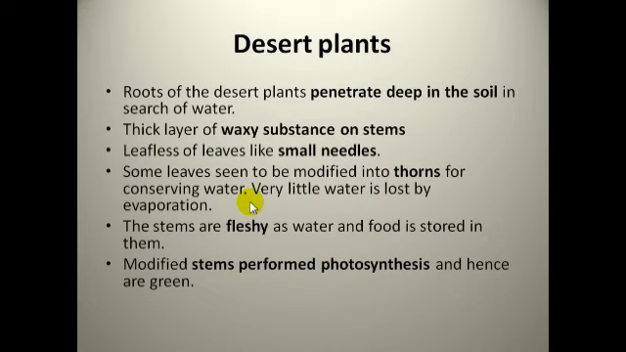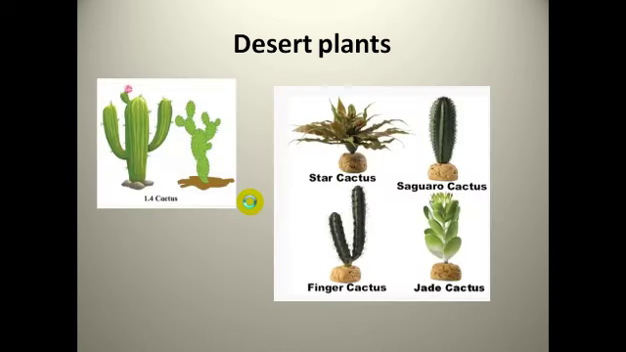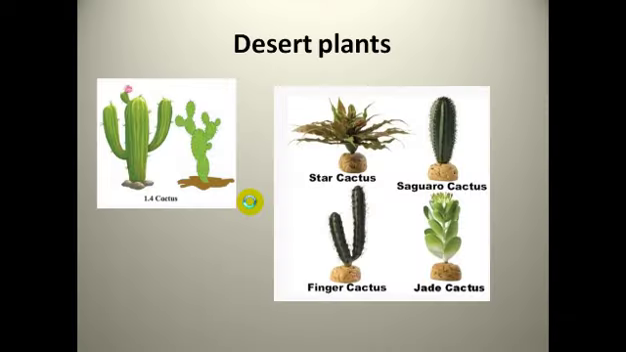So we have seen what desert plants are and what features are adapted by the desert plants in this class. You can see here I have given you some images of desert plants, that is cactus: star cactus, saguaro cactus. These are all types of cactus: finger cactus, jade cactus, star cactus. So now you understand what a desert plant is.